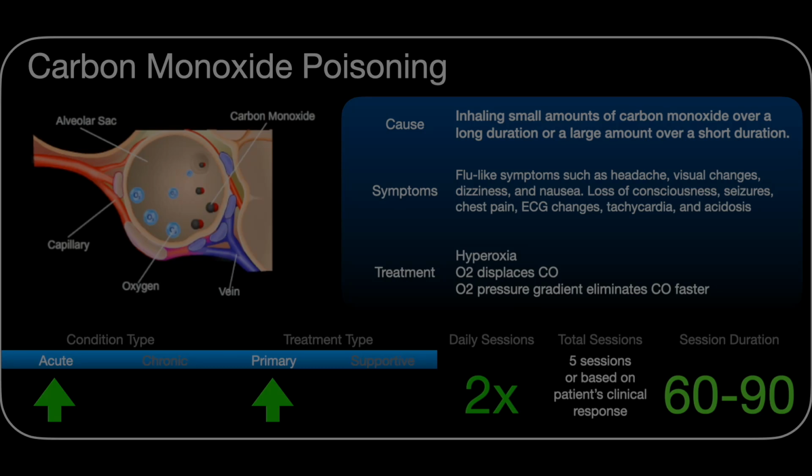Inhalation of small amounts of carbon monoxide over a long duration or a large amount over a short period can occur. The patient can present with flu-like symptoms such as headache, visual changes, dizziness, and nausea. Loss of consciousness, seizures and chest pain, ECG changes, tachycardia, and acidosis indicate excessive exposure. The treatment with hyperbaric oxygen therapy relies on hyperoxia. Oxygen displaces the carbon monoxide, and the gradient of elimination is faster with hyperbaric oxygen therapy.